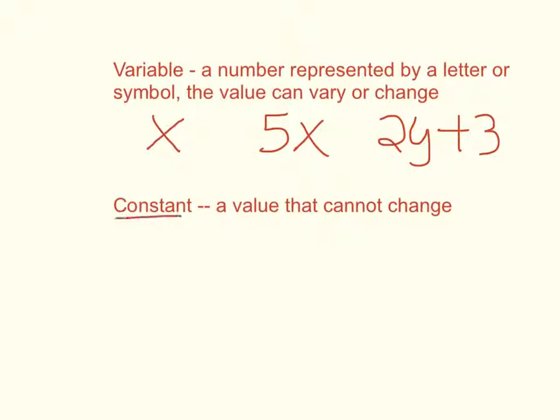Second is constant. A constant is a value that cannot change. So in these examples, the 5 right here is a constant, and the 2 and the 3 are constants in the second example. So have that in your notes. So know the difference between a variable and a constant.